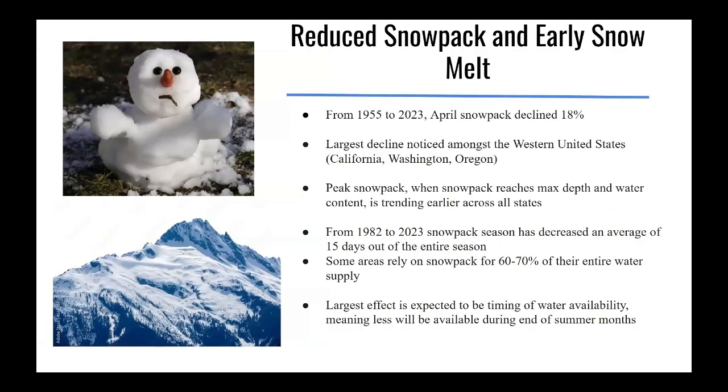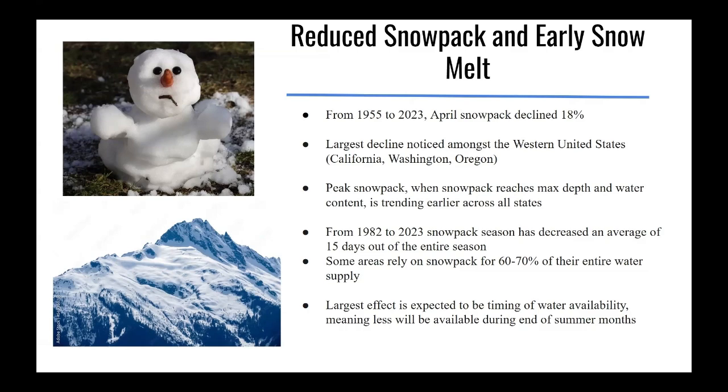All right, so furthering on Philip's points, we're going to dive into snowpack specifically, in regard to reduced snowpack over time and early snowmelt, which can affect water availability. A quick fact: from 1955 to 2023, April snowpack declined 18%. That's significant because that's close to a quarter of the available water that we'd be gaining from snowpack to use in agriculture, drinking water, or other necessities.